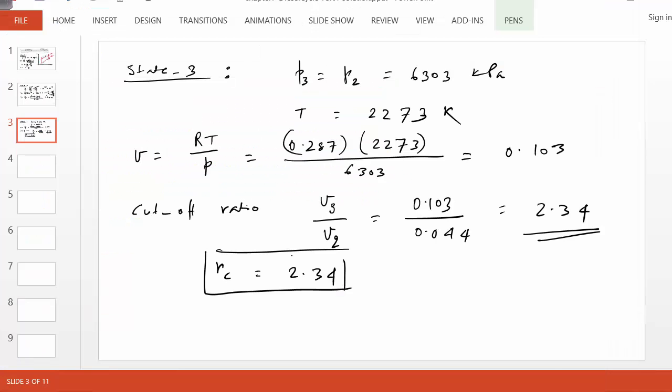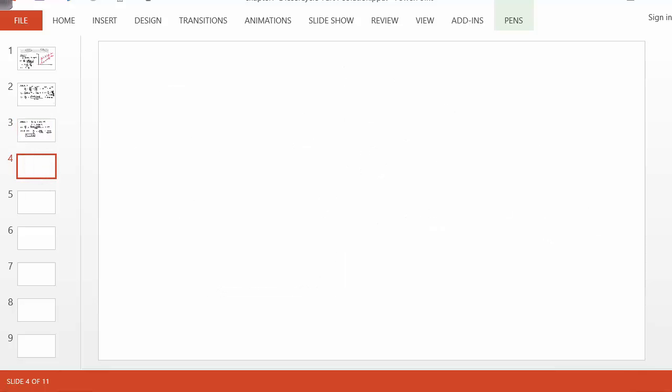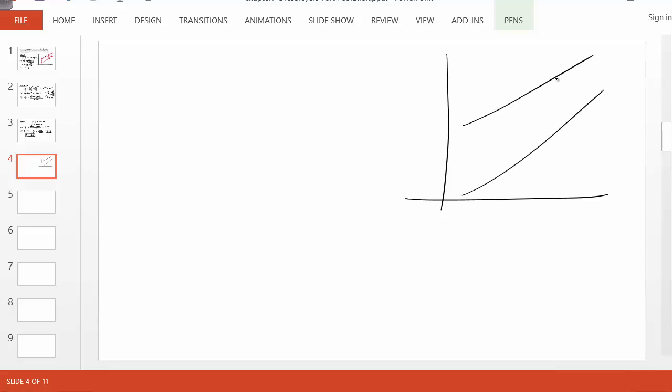Now to find state 4, which is isentropic to state 3, notice that we can use the isentropic relationship again, but this time it's a little bit complicated for the diesel cycle because one of the lines is constant pressure and the other line is constant volume in this diagram. Of course, this is the TS diagram.